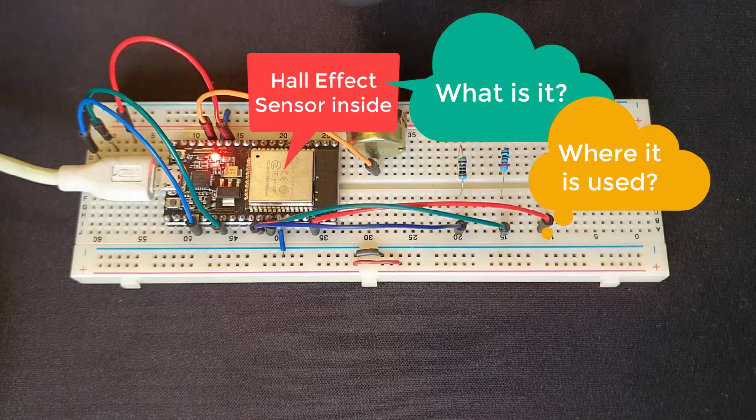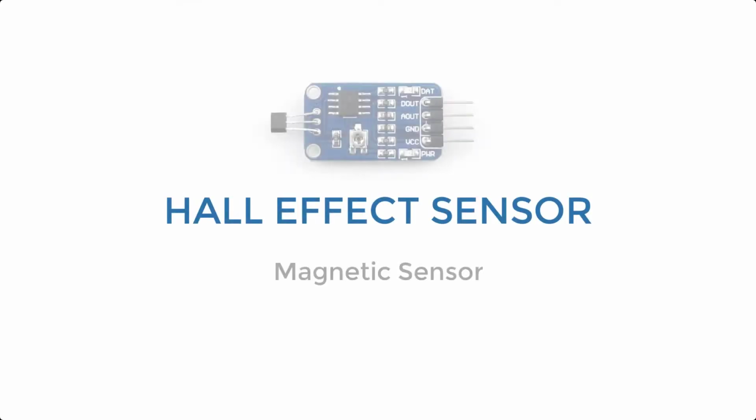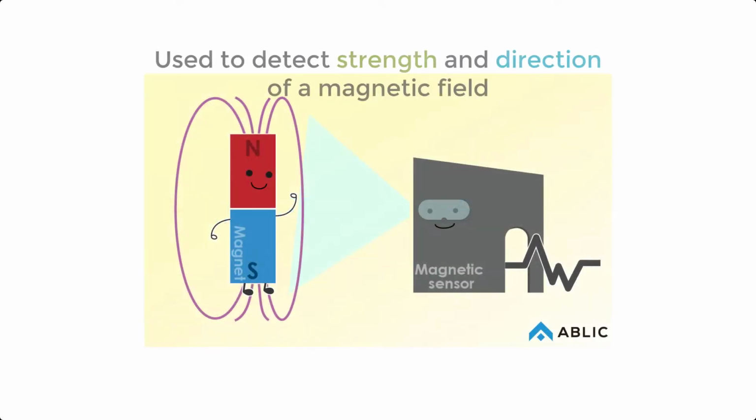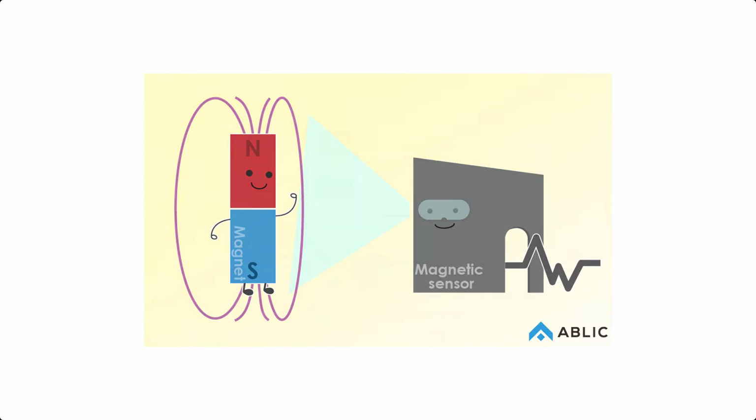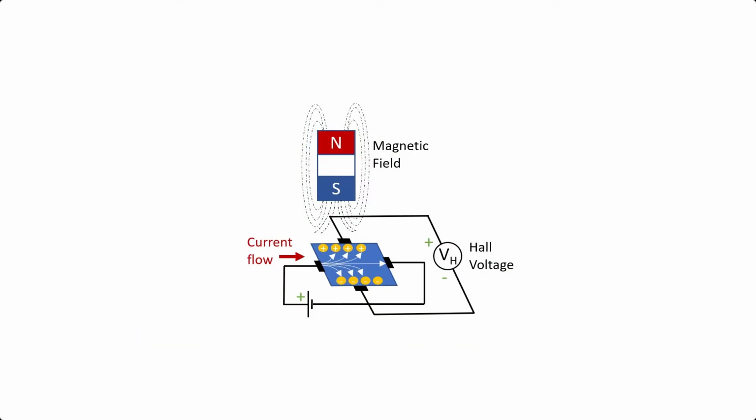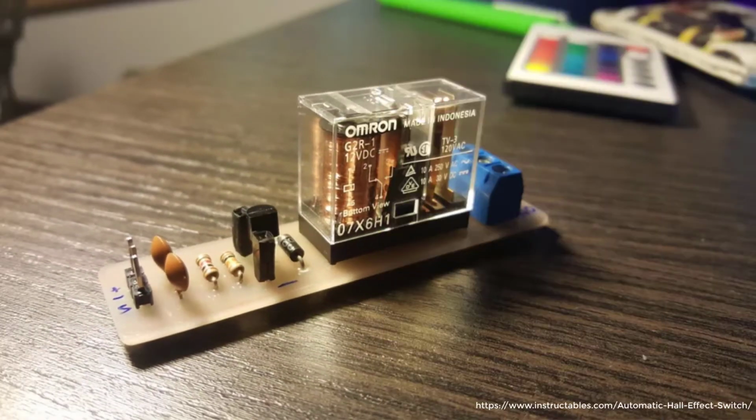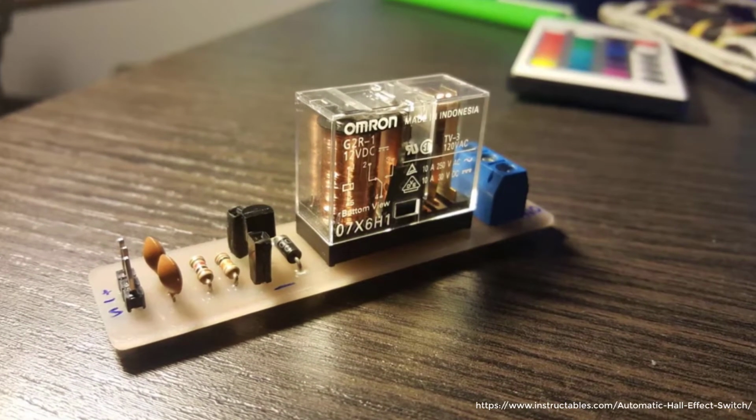Well, a Hall effect sensor is a type of magnetic sensor that can detect variations in the magnetic field in its surroundings. It can be used for detecting the strength and direction of a magnetic field produced from a permanent magnet or an electromagnet. The greater the magnetic field, the greater the sensor's output voltage. For example, the Hall effect sensor can be combined with threshold detection to act as a switch.